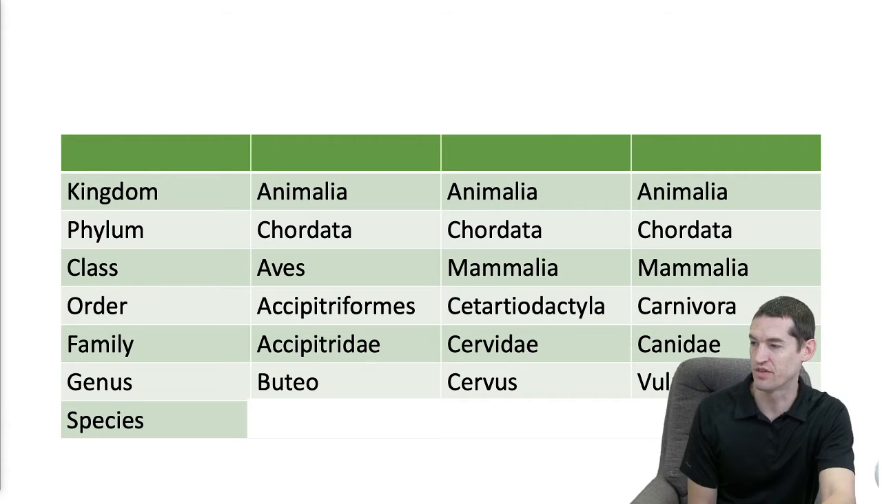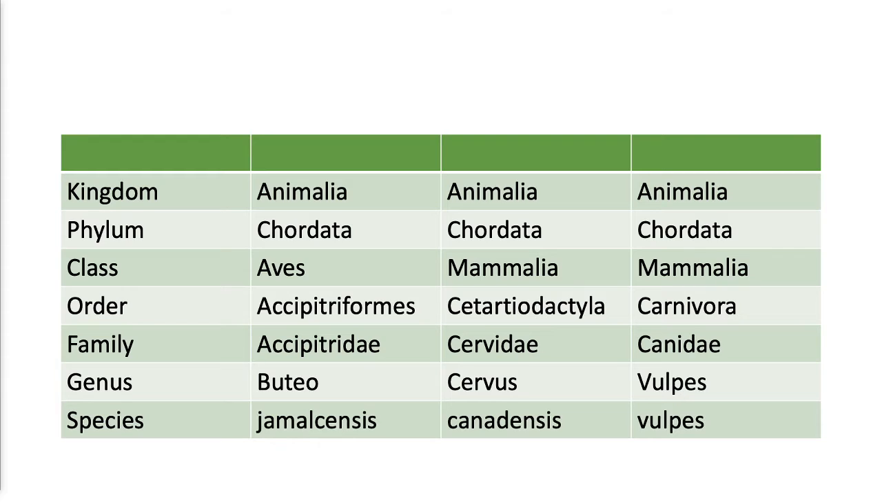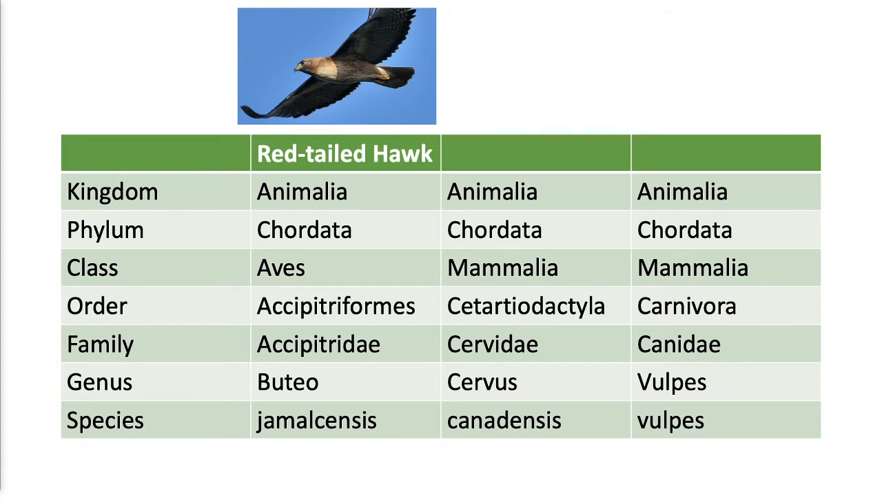Genus Buteo, Cervus, and Vulpes. And then species jamaicensis, canadensis, and vulpes. So if you were to look at the actual names of these, the first one is a red-tailed hawk. Its binomial nomenclature name, remember, is genus and species, would be Buteo jamaicensis. Probably butchering that pronunciation, but that would be its name. You'll notice too in the names, and this isn't in your notes, the genus is always capitalized, but the species is not. So Buteo is capitalized, jamaicensis is lowercase.